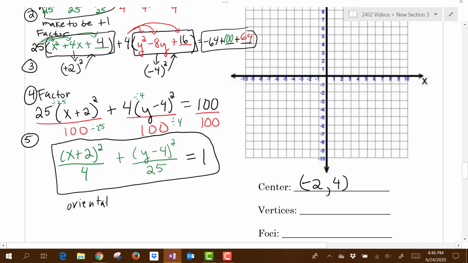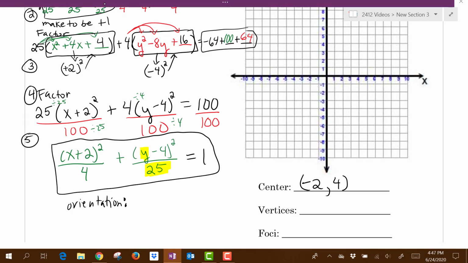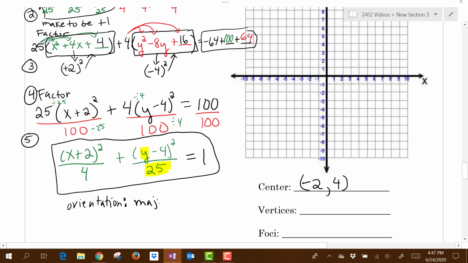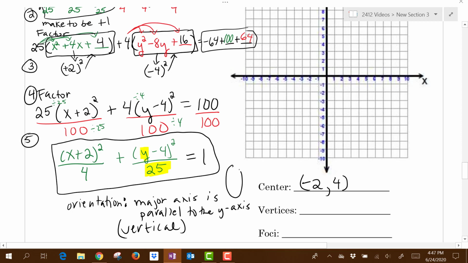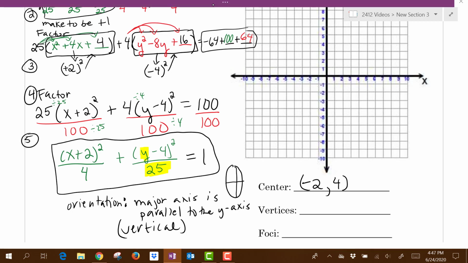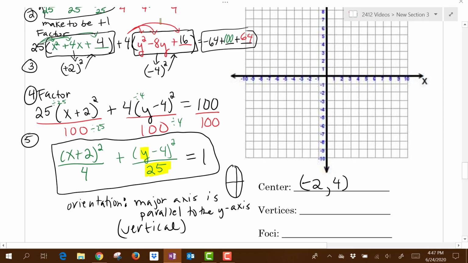Now what's the orientation? The larger of those denominators is 25, and that's underneath the y variable. So we're going to say that the major axis then will be parallel to the y-axis. In other words, it's going to be vertical. Okay, we draw ourselves a little picture there, just a nice visual to keep in mind what we've already decided.